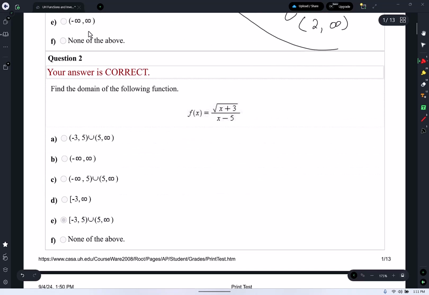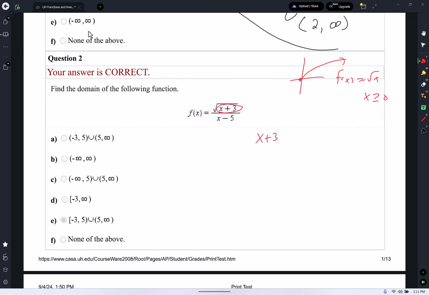So this individual got it correct. Let's see why. We have a square root function in the numerator. Remember that the square root function looks like this. And notice if I tell you that f of x is square root of x, you would have graphed that. That's a parent function, and you would have said x is greater than or equal to 0. What does that mean? That means the inside expression, the x plus 3, must be greater than or equal to 0 because you can't have negative numbers inside that square root.